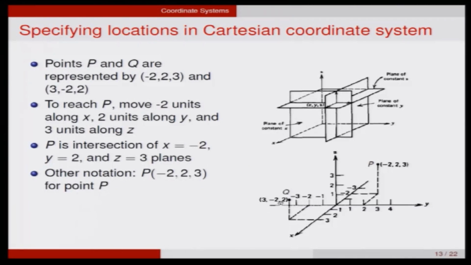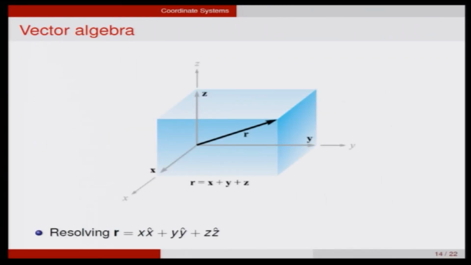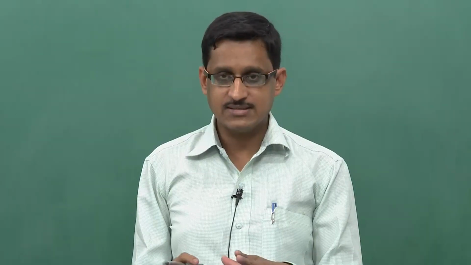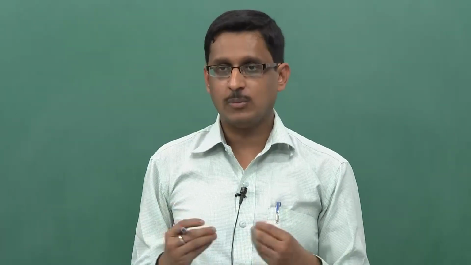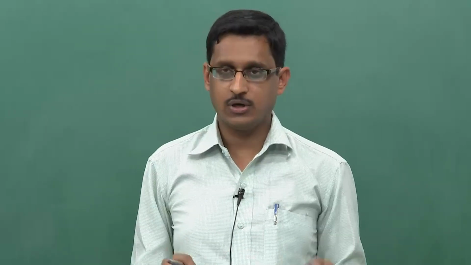A different notation is to just give the point P and, in brackets, give the coordinates of the point. So, in this case it is P(-2, 2, 3), and for Q it would be Q(3, -2, 2). Okay, this is how to specify locations in a 3-dimensional coordinate system. I hope that you have understood this point, and I suggest that you try to graph more points to become familiar with this coordinate system.